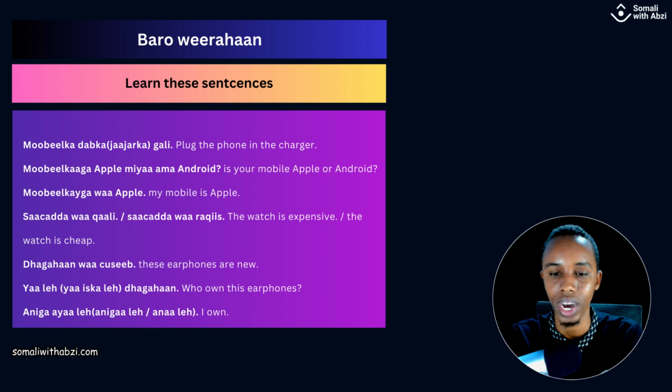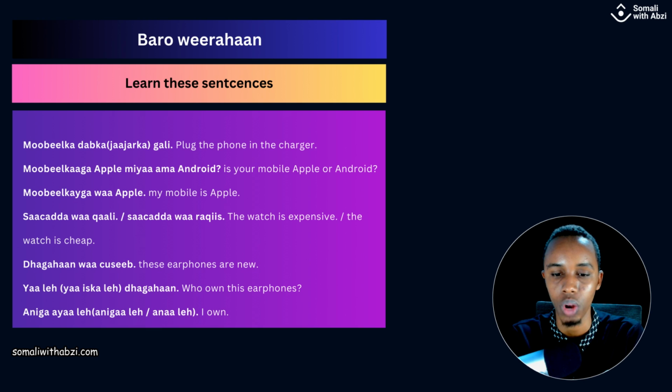The next one is saacadda waa qaali. Qaali in Somali is expensive. Also, it means a female name. So some girls are called qaali. That means their name is expensive. So maybe they are expensive. Yeah. Okay. Qaali in Somali is expensive. Also, raqiis is cheap. So you can say mobilkayga waa qaali, lakin mobilkaaga waa raqiis. My phone is expensive, but your phone is cheap. Yeah. Lakin in Somali we use but. That's also what we use in Arabic, so it's fine.